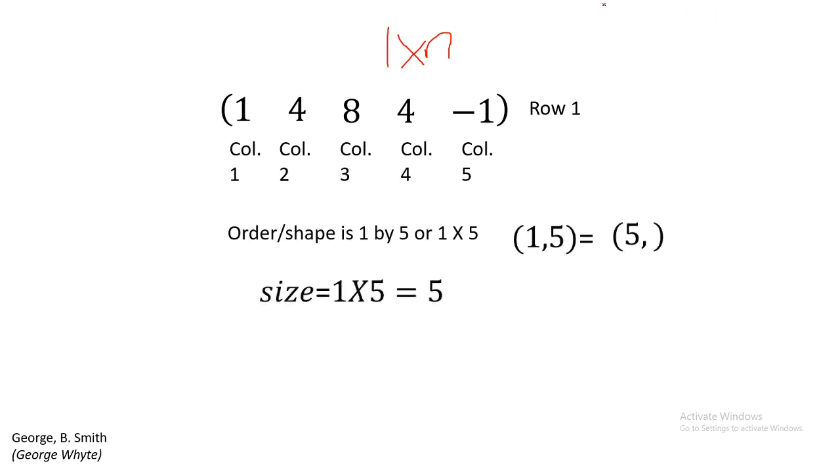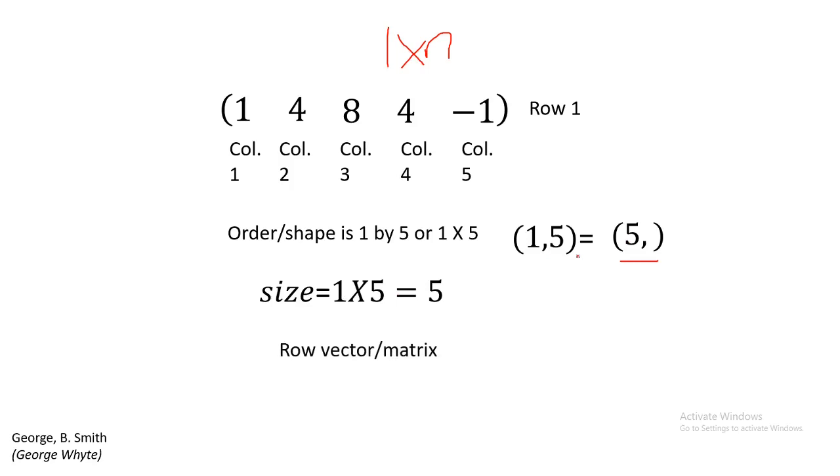We can also express it this way, especially when it comes to NumPy. This is how we are going to be expressing it. A row vector is usually expressed just in terms of the number of elements it contains, which is going to be 5. So this is the size, this is the shape or the order, and this is called a row vector or a row matrix.